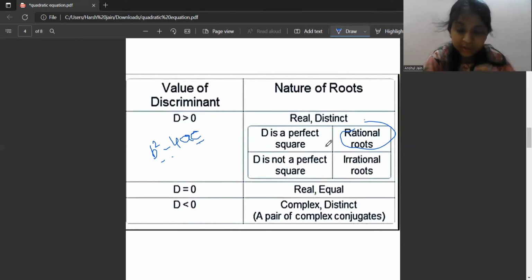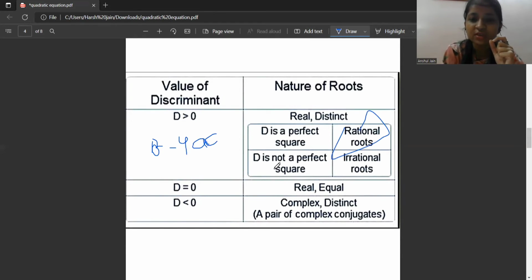Same for the next part. Here a, b, c are to be rational values. If D is not a perfect square, like 3, 5, 7 coming, you cannot find the square root, so my roots will be irrational roots, or you can say conjugate surds, which means if one root comes like 2 plus under root 3, then is root 3 rational or irrational?